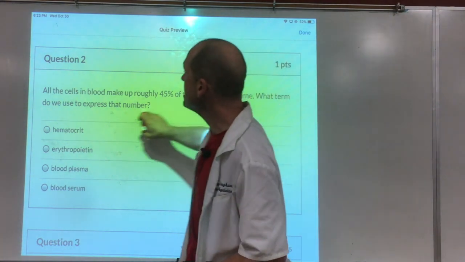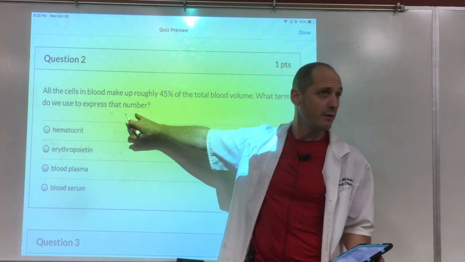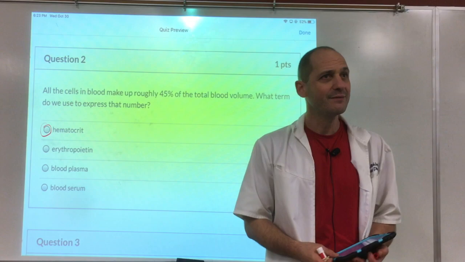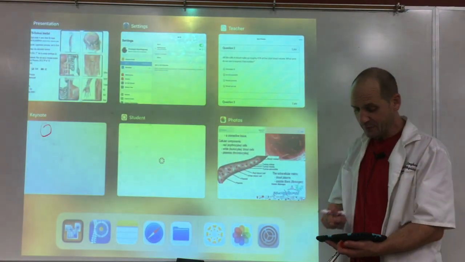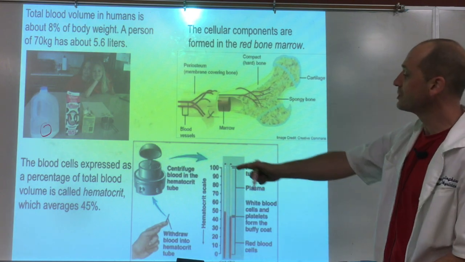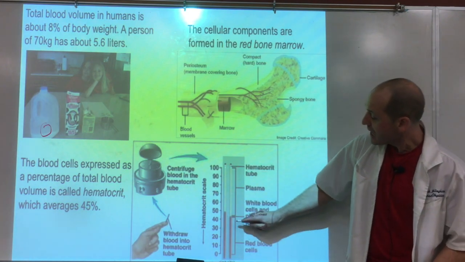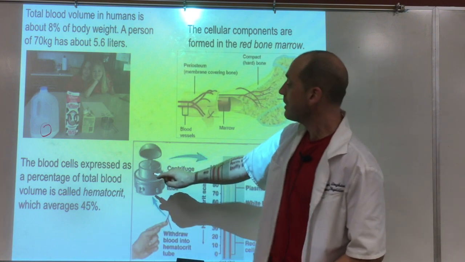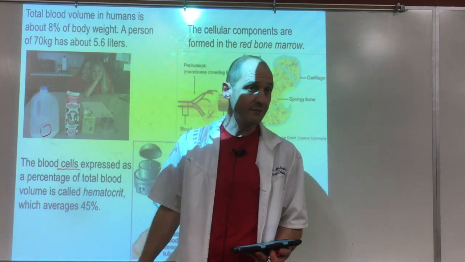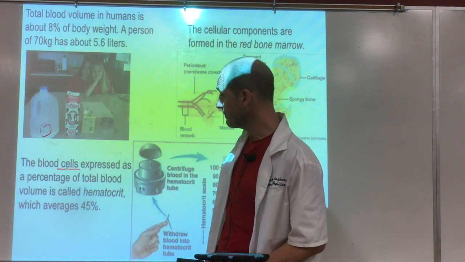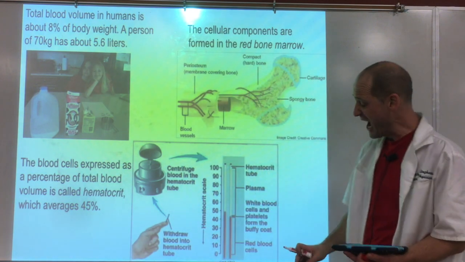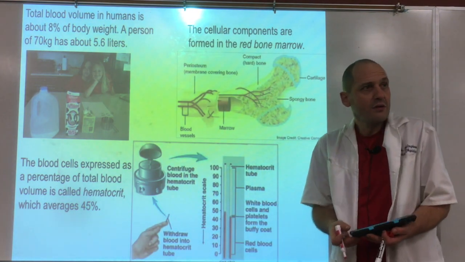All the cells make up 45% of the total blood volume. What term do we use to express that number? Hematocrit. You got that? It's in the book, right? That's only the cells themselves, not the liquid stuff, not the fibrous stuff. So that's what the hematocrit is. If it's higher, you get a little thicker blood. If it's lower, a little thinner blood.